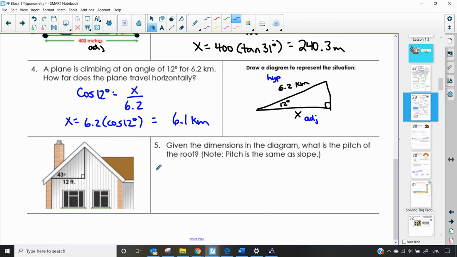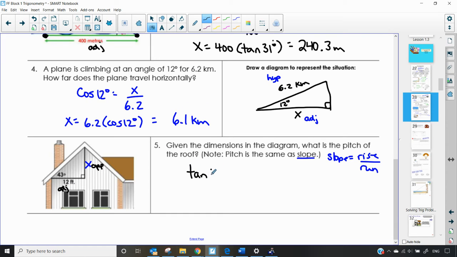All right, now the last question here, it says, given the dimensions in the diagram, what is the pitch of the roof? And it says, note pitch is the same as slope. And if you remember, slope is rise over run. Now, knowing that slope is rise over run, that means we need to find the rise of the roof. So labeling our triangle here, we have opposite and adjacent. And so opposite and adjacent would mean we're using tan.